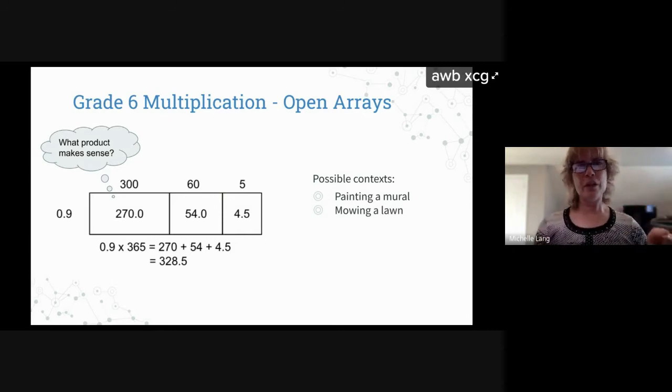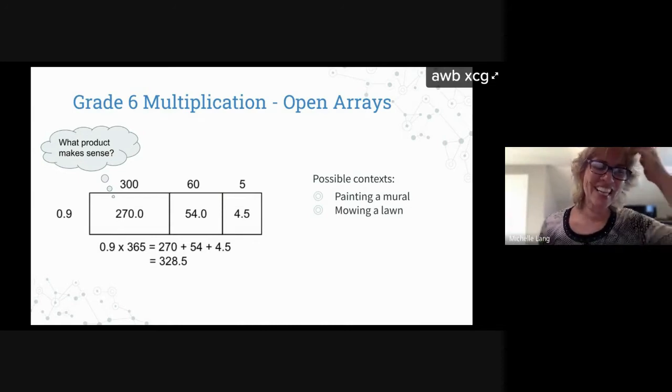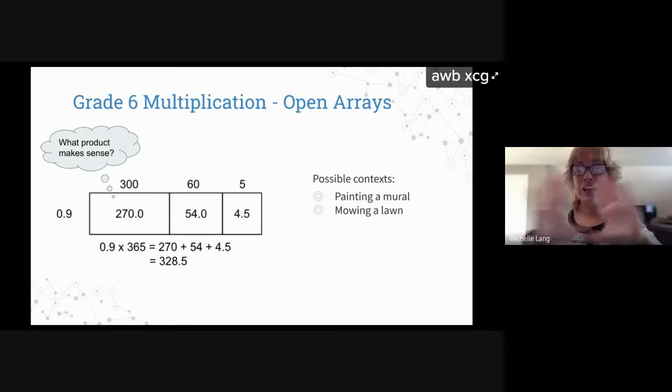And as I was trying to think about different contexts, it's not particularly easy. The grade 6 curriculum is specifically 3-digit whole numbers multiplied by tenths. So finding context is a little bit tricky. Painting a mural, so you've got a mural on a wall, it's 9/10 of a meter high, and it's 365 meters long, a really long wall. And so how much area do we have to paint? Similarly, mowing a really long, narrow field, or crops, but 9/10 is not very wide. Anyway, it is a bit challenging to think of context.